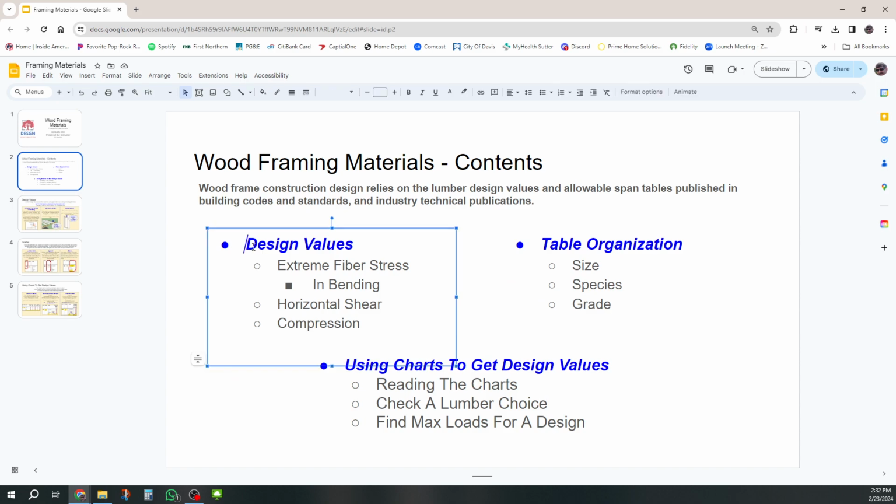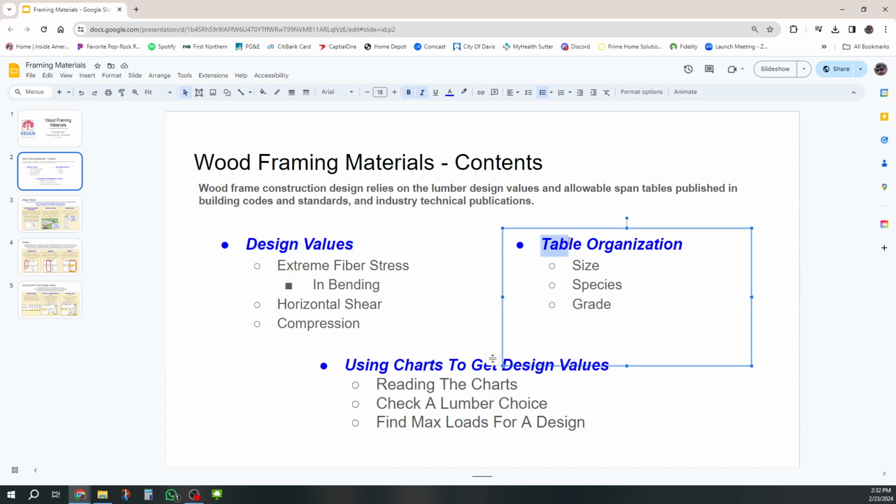So first we have to learn about design values. How do we know what's strong enough, what's not strong enough, what fails, what doesn't fail? We find out about that in our design values. And then our tables are organized so that we can get to our answers. And we're going to find that we need to know sizes, species, and grades. And then using our charts is also important.